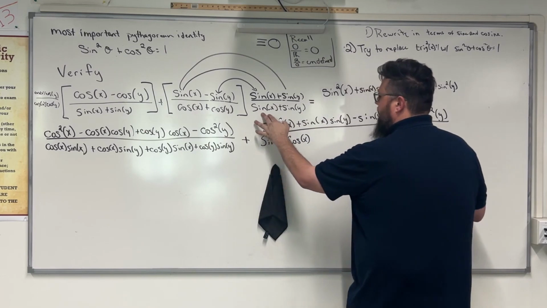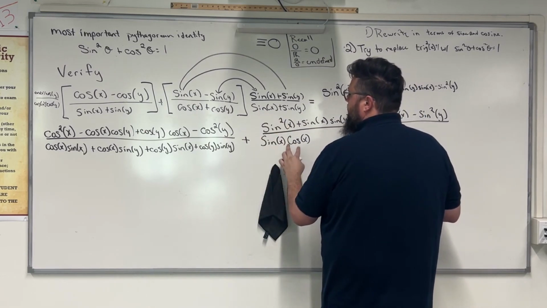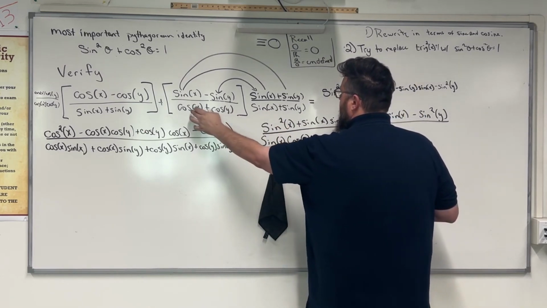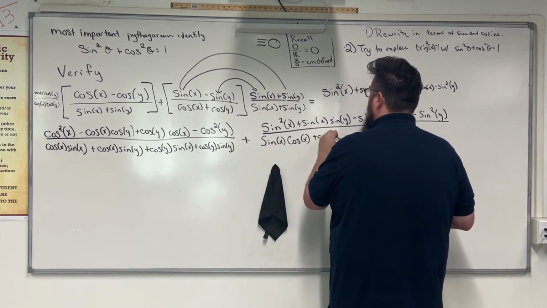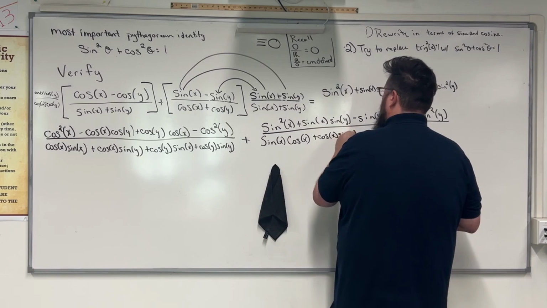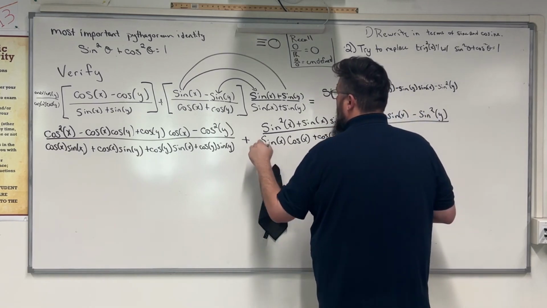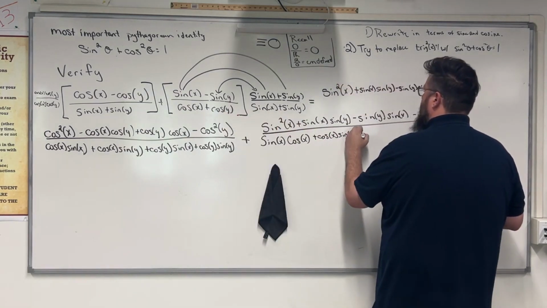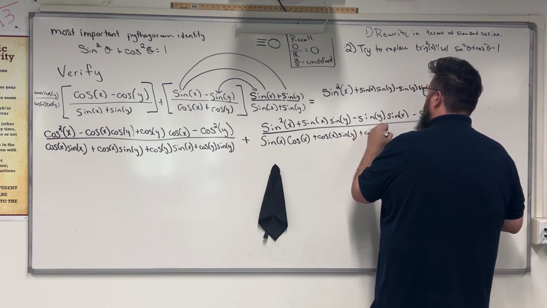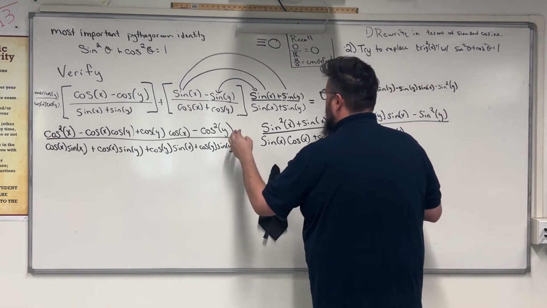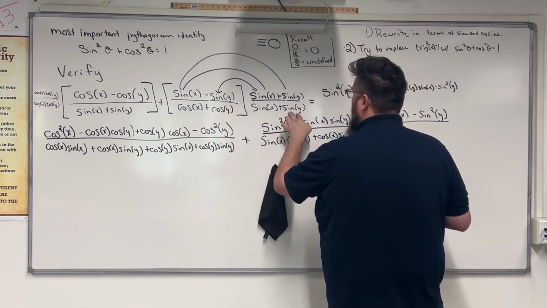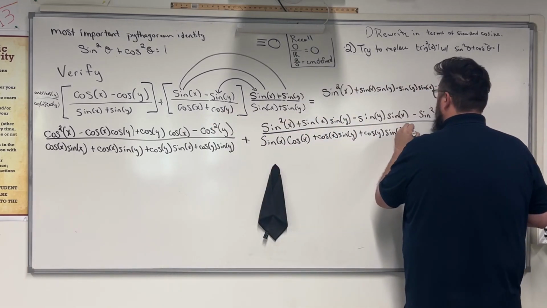Cosine x times sine x. Order is different because I did it this way. It's fine. Cosine x sine y. Now cosine y sine x. And all I'm doing is just foiling for most of this problem. And then cosine y times sine y.